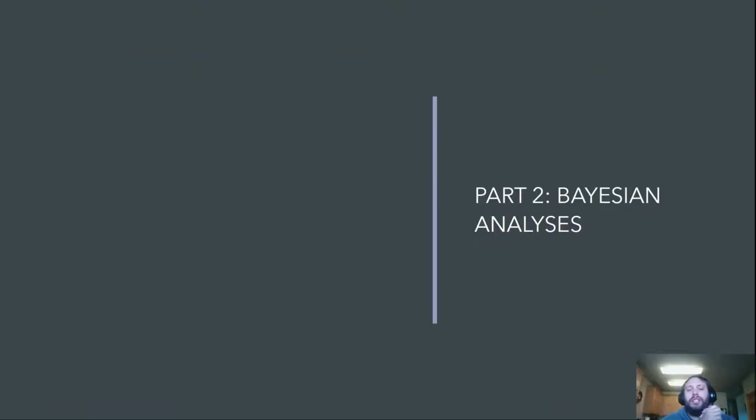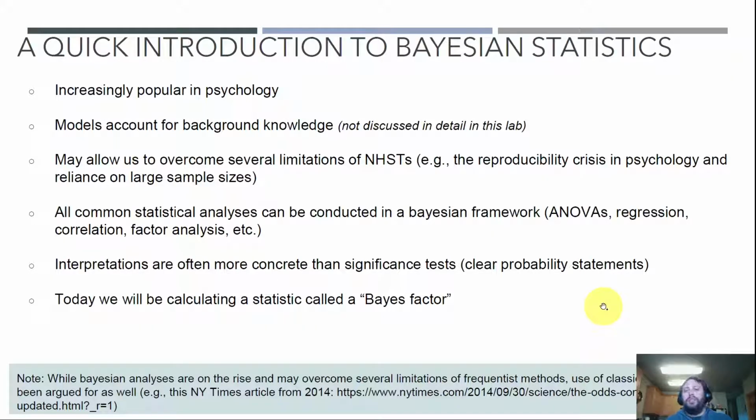All right, students, let's go ahead and get started with part 2 of this presentation, which is Bayesian Analyses. I'm just going to give a quick introduction to Bayesian statistics. I think you got most of what you needed from Kevin's lecture, but I'll talk a little bit more on it. To start off, it's becoming increasingly popular in psychology to use Bayesian statistics. These models are often able to account for background knowledge, which we're not really going to discuss in this lab, but it allows us to overcome several limitations of null hypothesis significance testing, or NHST for short, which has contributed to the reproducibility crisis in psychology and reliance on large sample sizes.